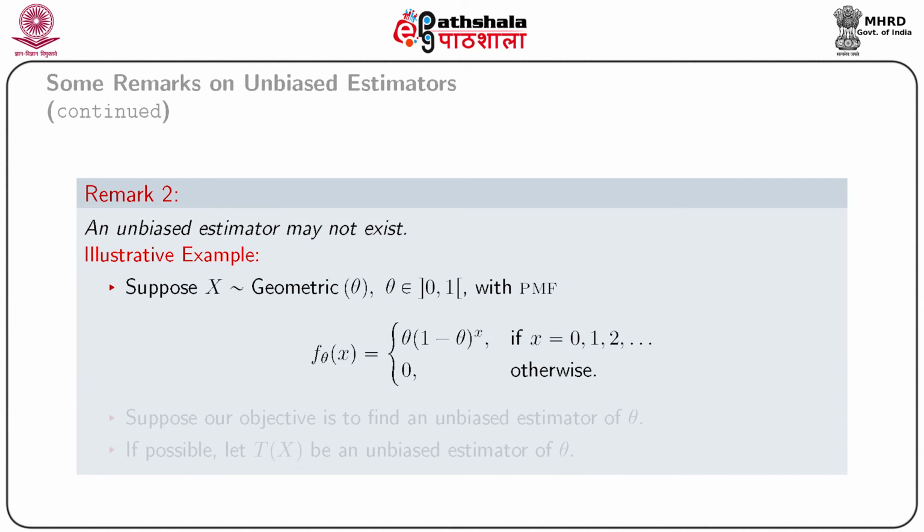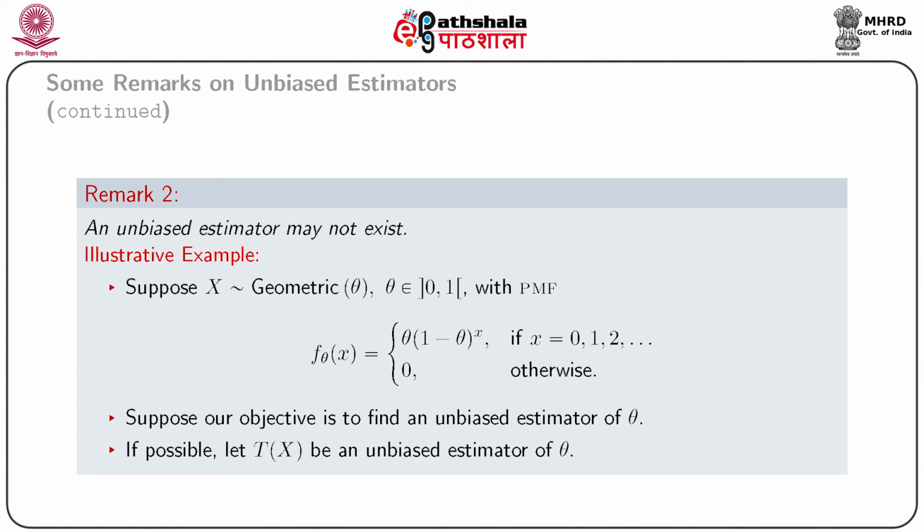The second drawback of unbiased estimators is that there may not exist an unbiased estimator in all cases. Let us consider the following example. Let X be a random variable with PMF f(x) equals (1 minus θ) to the power x times θ, where x equals 0, 1, 2, up to infinity and 0 less than θ less than 1. Suppose our objective is to find an unbiased estimator of θ. If possible, suppose T(X) be an unbiased estimator of θ.